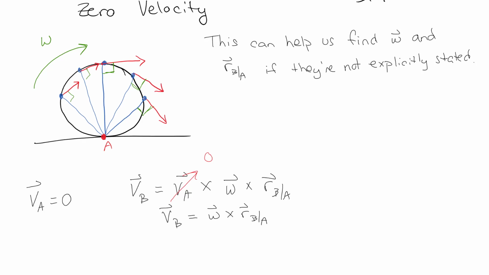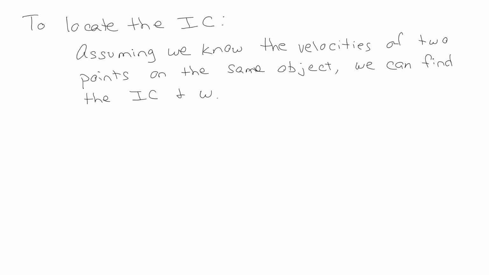Okay, so that's usually not too bad. And that's not really the point of the problem or this kind of topic. The point of this topic is to locate the instantaneous center if you don't know it. Okay, so basically the idea is if we need to find the instantaneous center, if we just know the velocities of two points on the same object, then we can use that information to find the instantaneous center and omega.